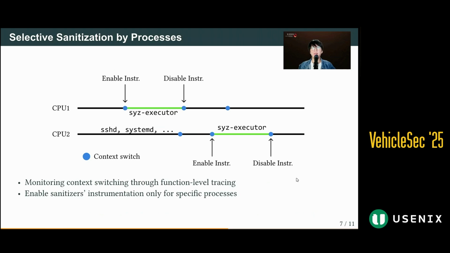For better fuzzing performance, QKSAN can also selectively enable sanitizers for special processes. It monitors the context switching through function-level tracing, and enables the instrumentation of sanitizers only when the interesting process is running, such as the executor in the figure here.